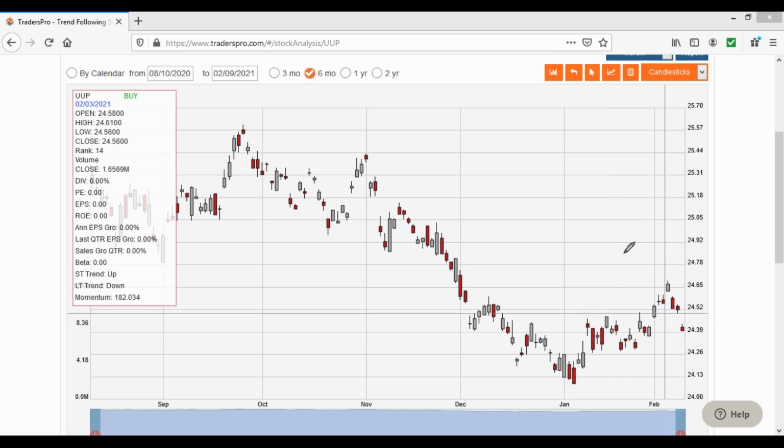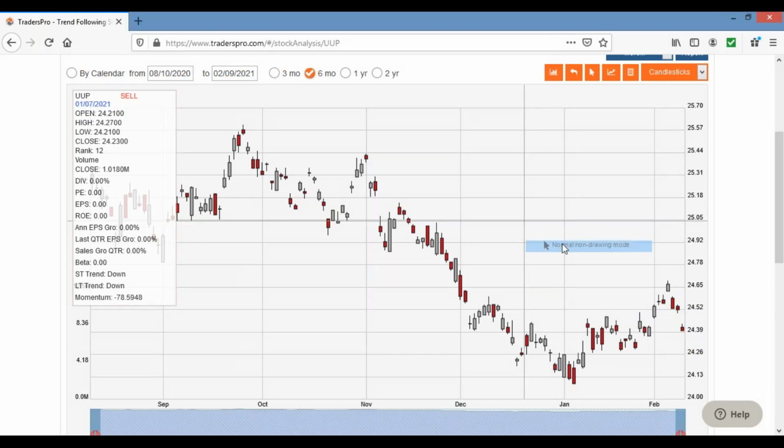So the trend still is down, and it still looks like the dollar is moving lower, and that explains why commodities could rally as well. Usually there's that inverse relationship between the dollar and commodities, not always, but usually.